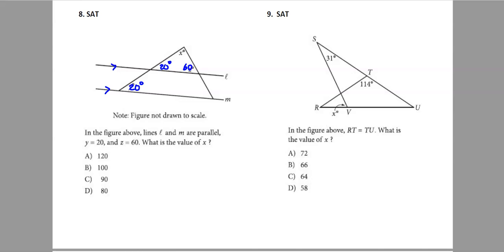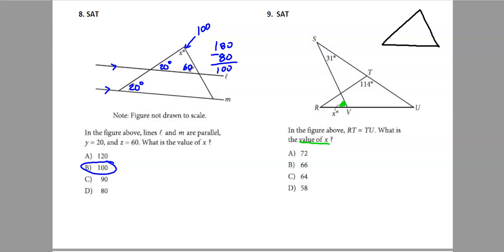Z is 60. Well, this one's pretty easy. So now the value of x, 20 plus 60 is 80. Subtract from 180 tells me that x needs to be 100. Correct answer B. Number 9, x is this little sliver right here, and that's what we're trying to find. So I need to figure out what that little angle is. So ultimately, if I can, I'm going to blow that little triangle up.